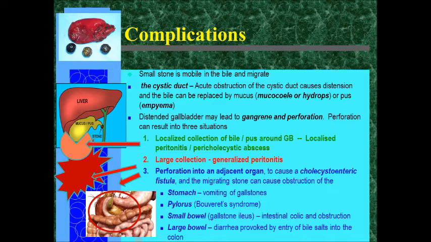When it obstructs the pylorus, it is called Bouveret syndrome. When it obstructs the small bowel, a gallstone ileus happens, where the patient presents with intestinal colic and obstruction of the small bowel. A large bowel entry causes diarrhea provoked by the entry of bile salts into the colon.